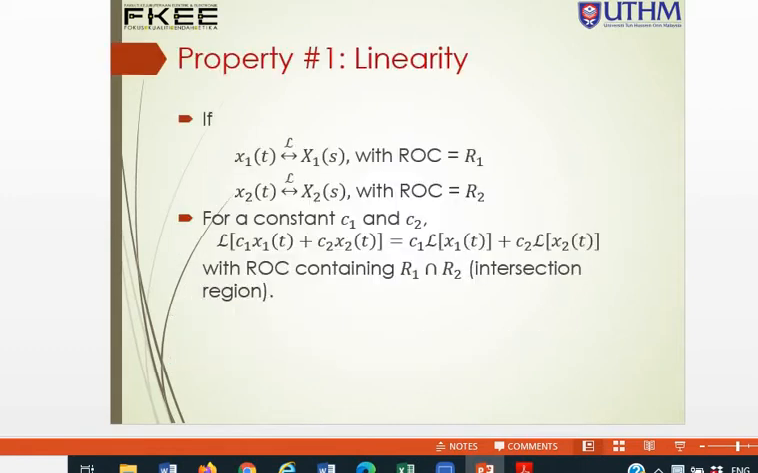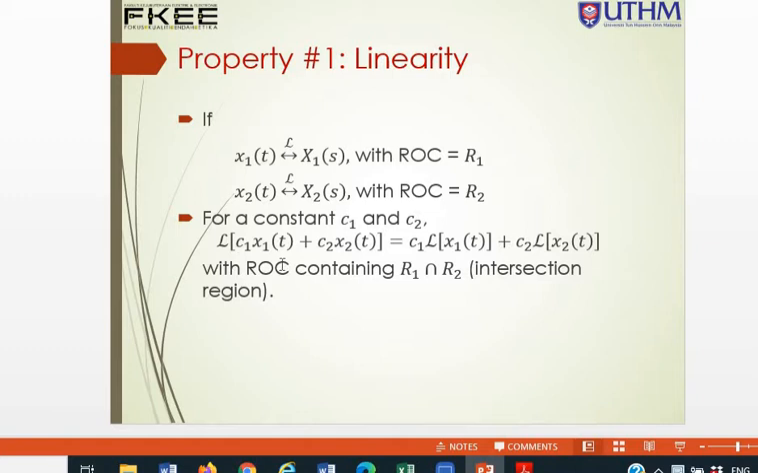If you look at this one, the Laplace transform of x1(t) gives you X1(s) in the s domain, and the ROC is R1. For the Laplace transform of x2(t), you will get X2(s), with ROC R2. So for constants C1 and C2, consider the Laplace transform of C1 x1(t) plus C2 x2(t).